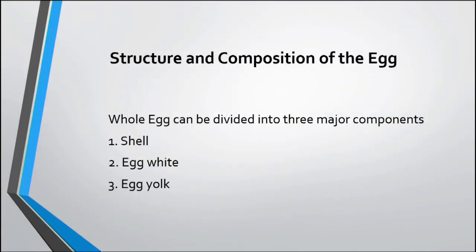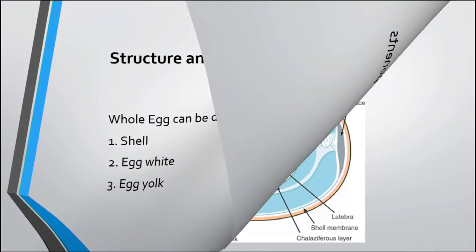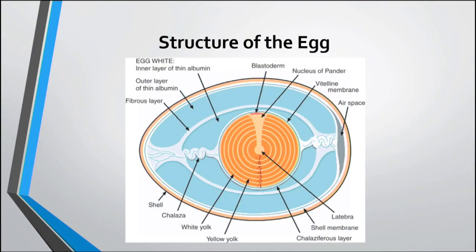The egg from the chicken has 3 major components in its structure. They are shell, egg white and egg yolk. Egg shell, egg white and egg yolk. So this is the structure of the egg.